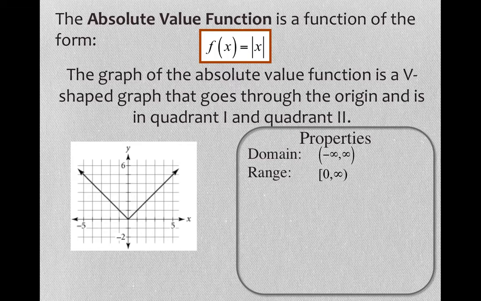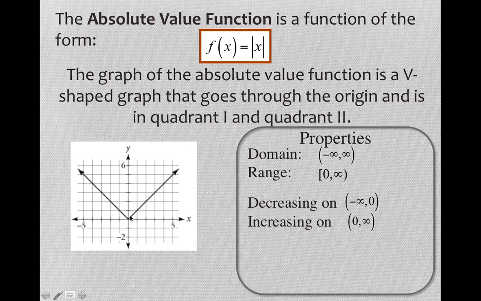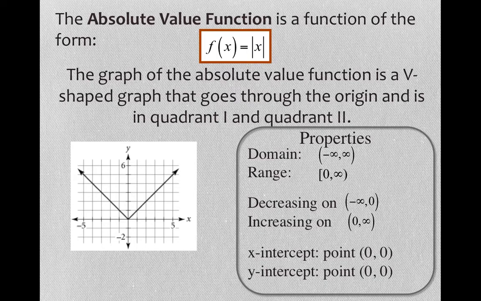So from 0 inclusive to infinity. It is decreasing on the interval from negative infinity to 0, and it is increasing on the interval from 0 to infinity. It has an x-intercept of the origin, which is the point 0, 0, and a y-intercept of the origin, the point 0, 0.